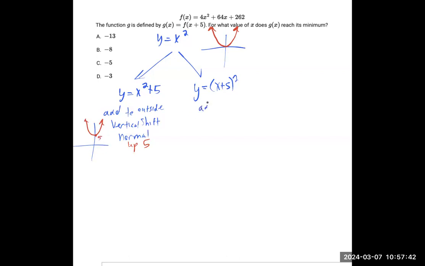Now, if you add to the inside of a function, that's a horizontal shift. And horizontal shifts are not normal. They're backwards. So normally, positive is to the right and negative is to the left. Here, positive is to the left and negative is to the right. So (x plus 5) squared would actually go left 5. So if we were imagining that, our same parabola, instead of going up 5, it would have gone left 5. And that would be x equals negative 5 right there.